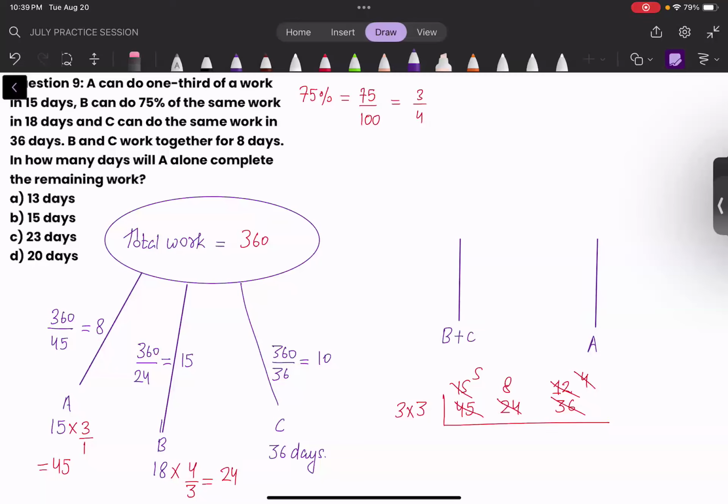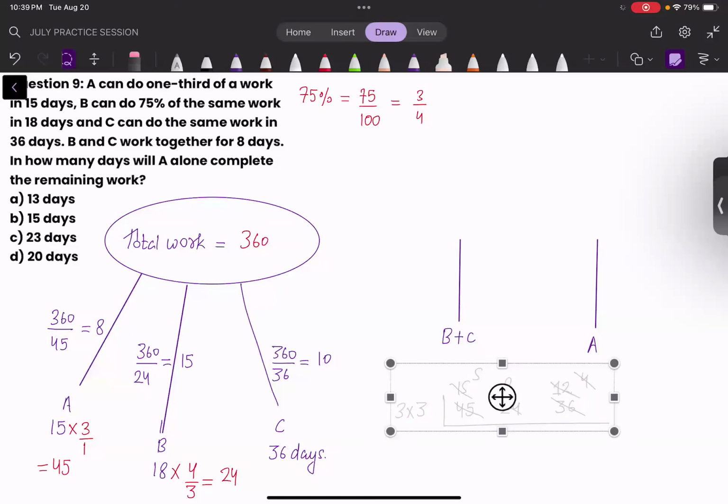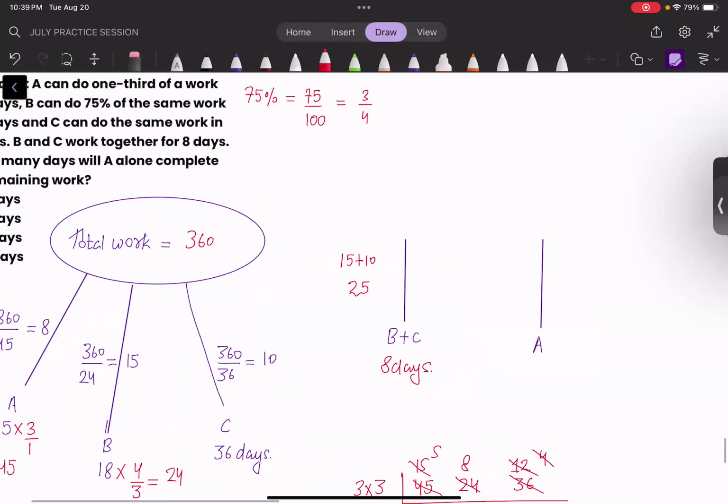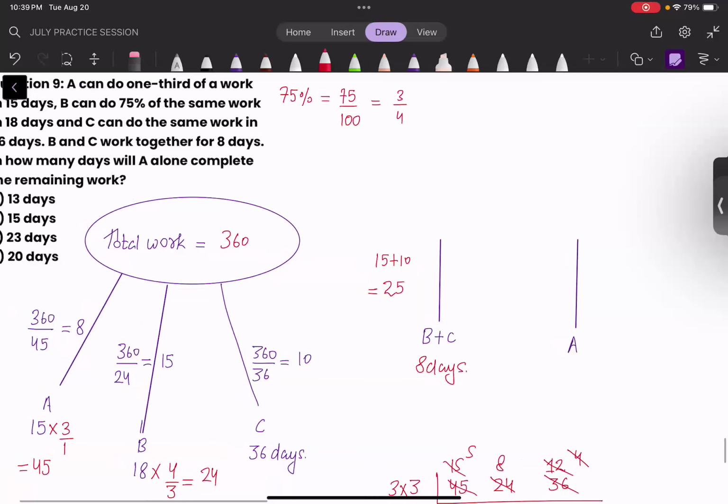Okay, what is the work rate of B plus C? B plus C, work rate? So B plus C work rate is 25. They are working for 8 days, and it will be 15 plus 10. That is 25. Okay, 8 days, 25 questions per day.